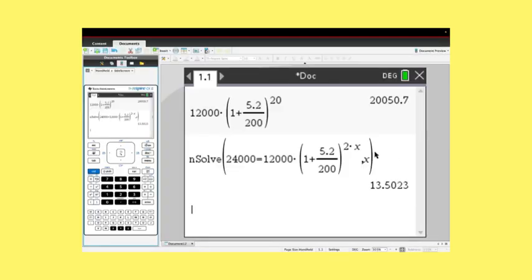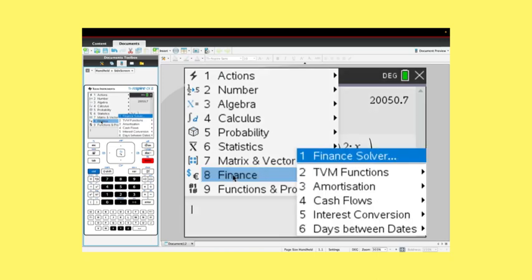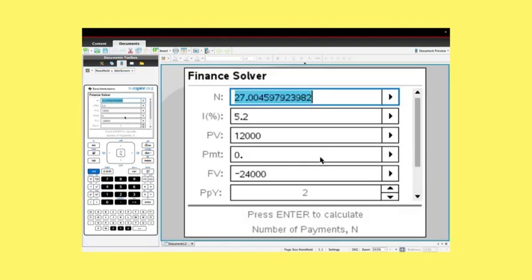On the GDC, we also have another tool in our armor that will help us with compound interest type problems. We have the financial solver. So let's go back to question B and use the financial solver to solve the question. I'm back at the GDC, so I want to find the financial solver. So hit menu, function 8, 1, financial solver.